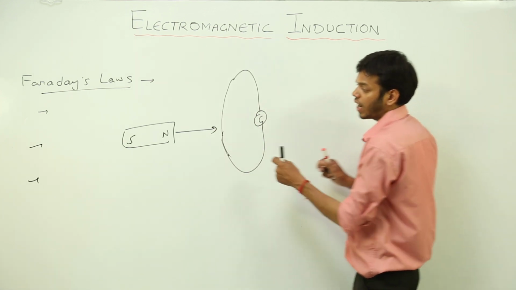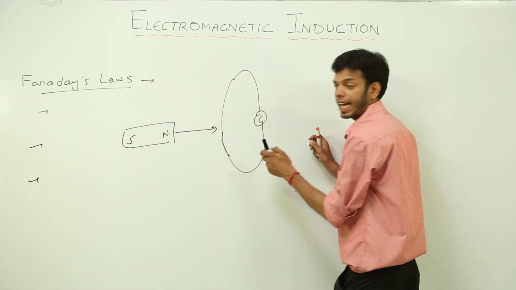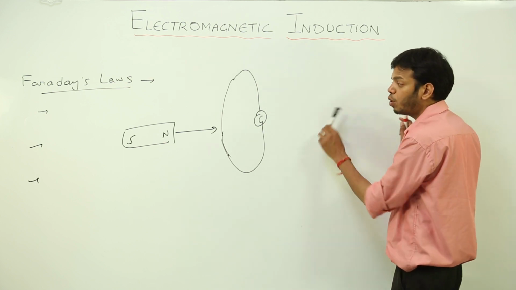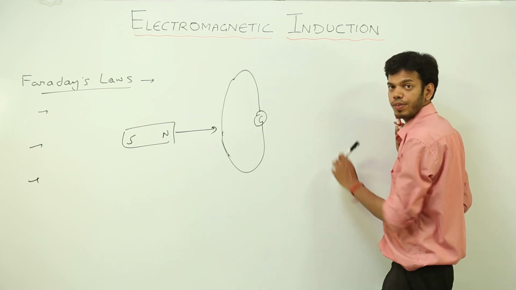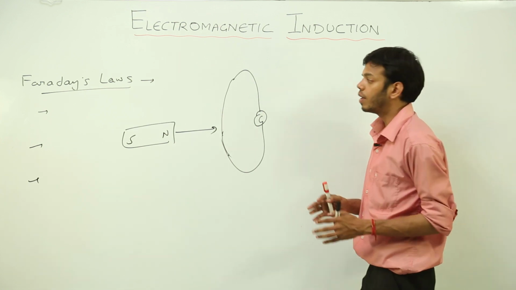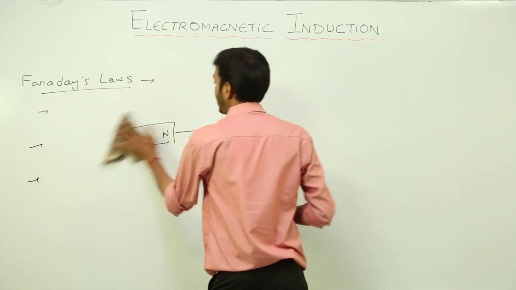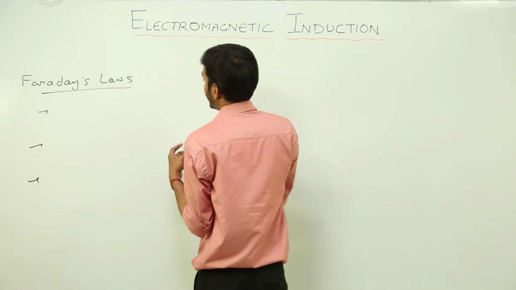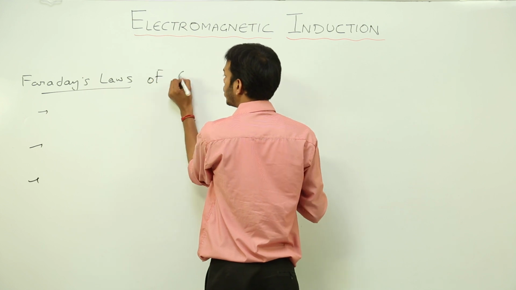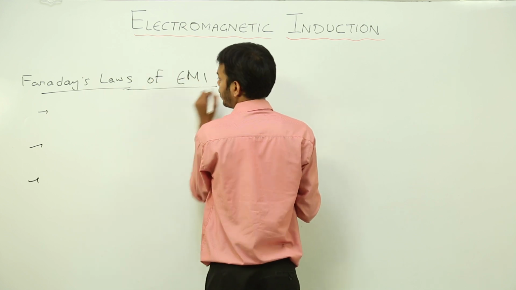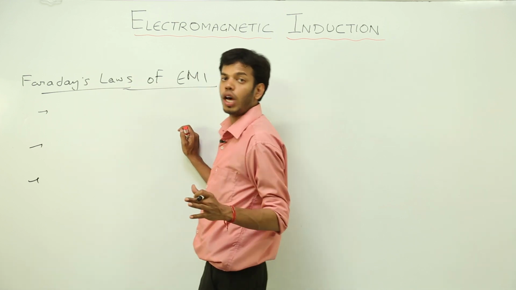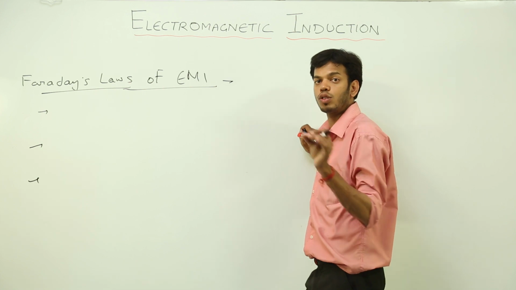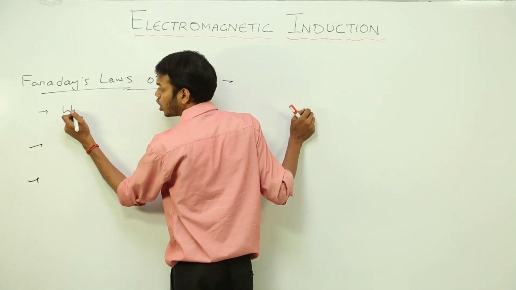Number two, the faster we moved the magnet towards the coil, the higher was the deflection. The faster the movement, the more was the deflection. So these two experiments were used to make the laws which are called Faraday's laws of electromagnetic induction. Note it down. What are Faraday's laws of electromagnetic induction? First of all, the first law is: whenever there is a change in flux linked with a circuit, an induced EMF is produced in it. I'll write it down for you because this is very important.